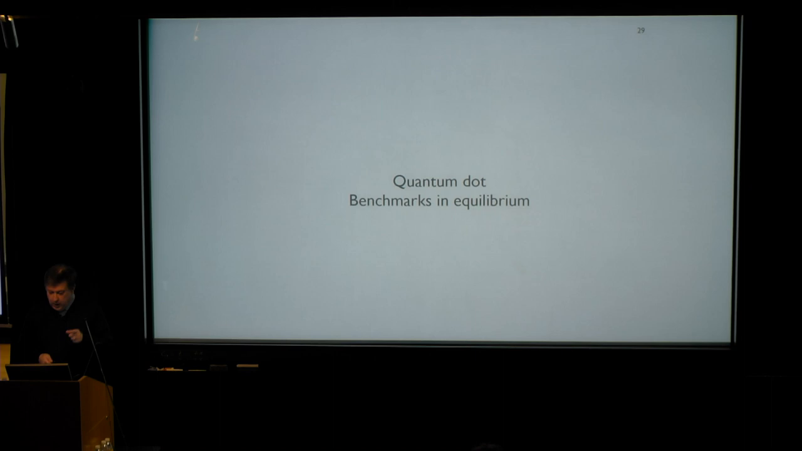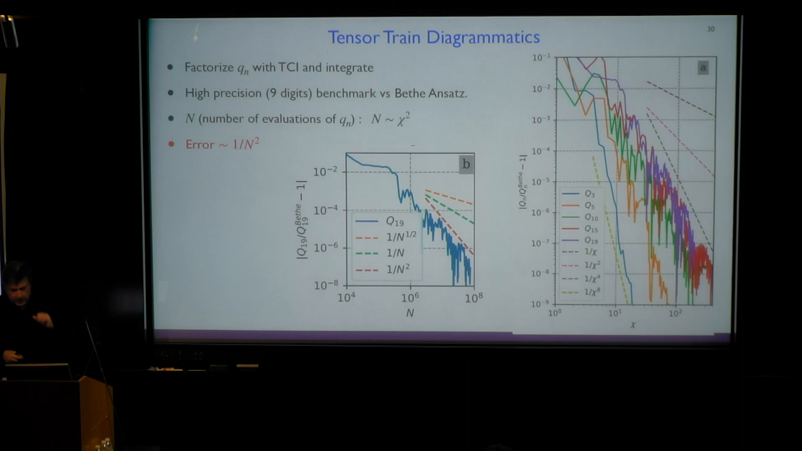that was shown before. Now I want to show a few results. What happens if I put all of that together? I take my approximation with TCI and I integrate. That's the result. That's the relative error at order 19, between the calculation done here and the Bethe ansatz solution, which we know with an analytic formula. We can expand that in Mathematica and have huge formulas. We can have any precision we want.